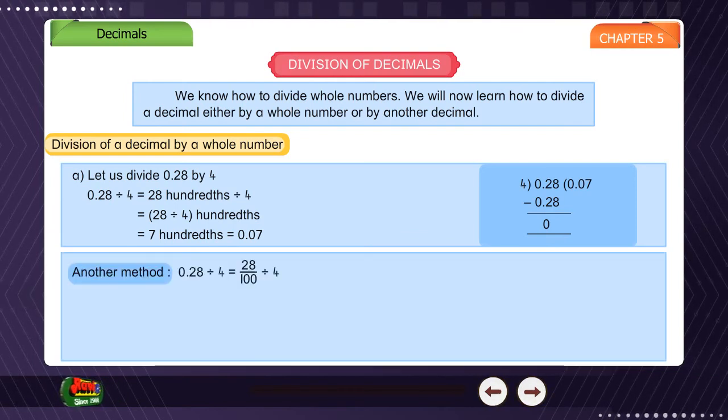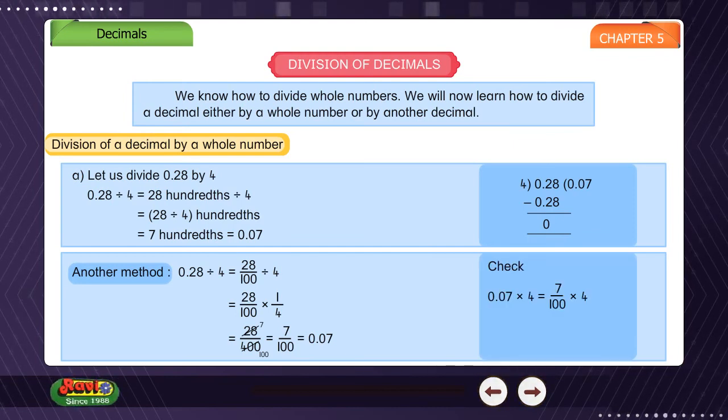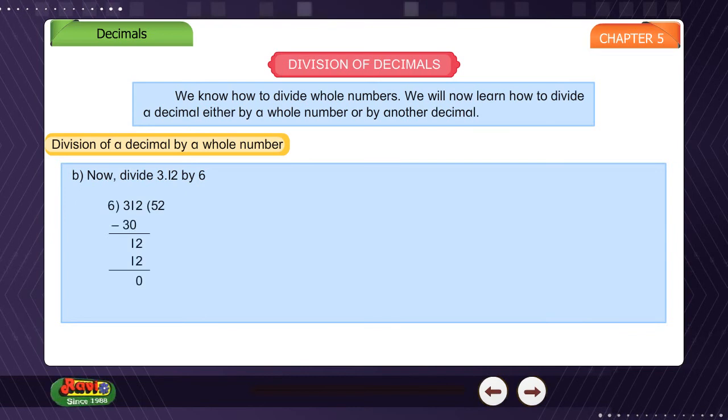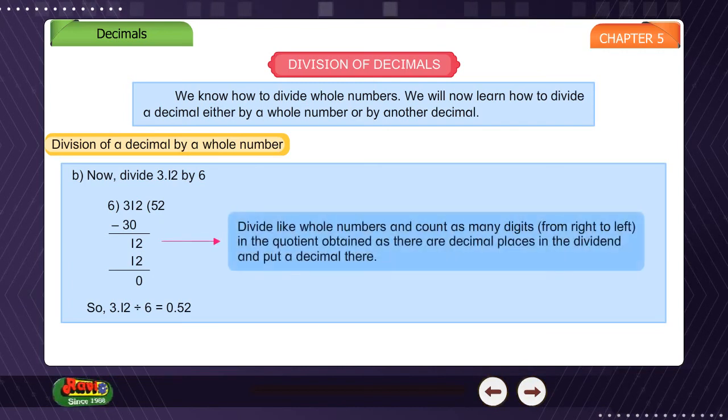Another method: 0.28 divided by 4 is equal to 28 by 100 divided by 4, is equal to 28 by 100 into 1 by 4, is equal to 0.07. Check: 0.07 into 4, 7 by 100 into 4 is equal to 28 by 100, is equal to 0.28. B. Now divide 3.12 by 6. So 3.12 divided by 6 is equal to 0.52. Divide like whole numbers and count as many digits from right to left in the quotient obtained as there are decimal places in the dividend and put a decimal there.